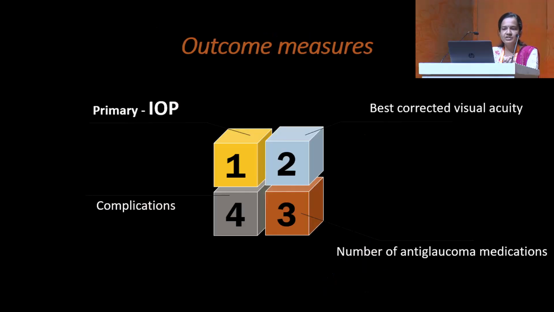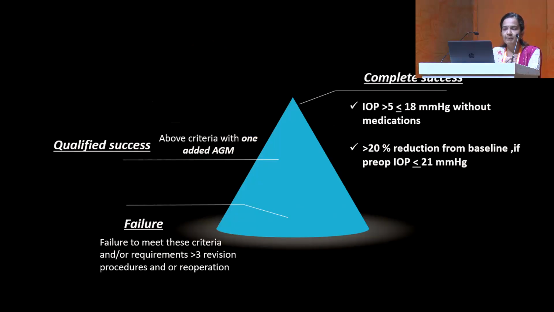So outcome measures included intraocular pressure, number of anti-glaucoma medications, best corrected visual acuity and complications. The complete success we defined as IOP more than 5 or less than or equal to 18 without medications, or more than 20% reduction from baseline if the pre-op IOP was less than or equal to 21. Qualified success was the above criteria with additional AGM, and failure to meet these criteria was considered as failure.